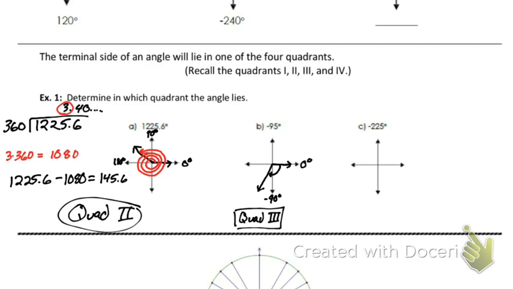All right, negative 225. Someone tell me what quadrant that's in. Brody? Quadrant 2. I agree with you 100%, but let's actually do it just in case. 0, negative 90 degrees, negative 180 degrees, and this is negative 270 degrees. 225 must be somewhere between here. And so we are in quadrant 2.